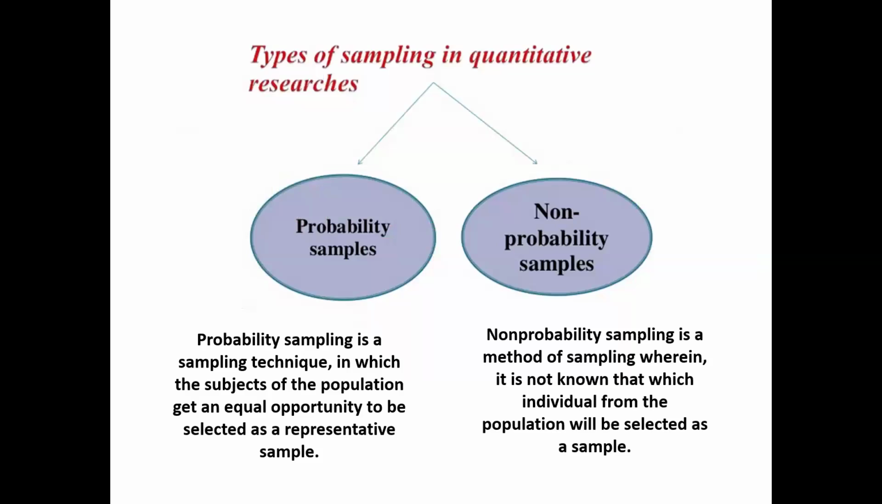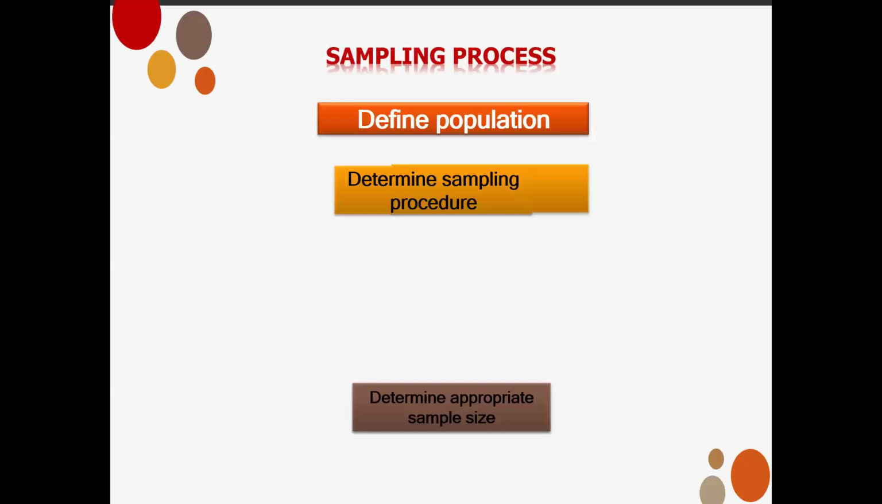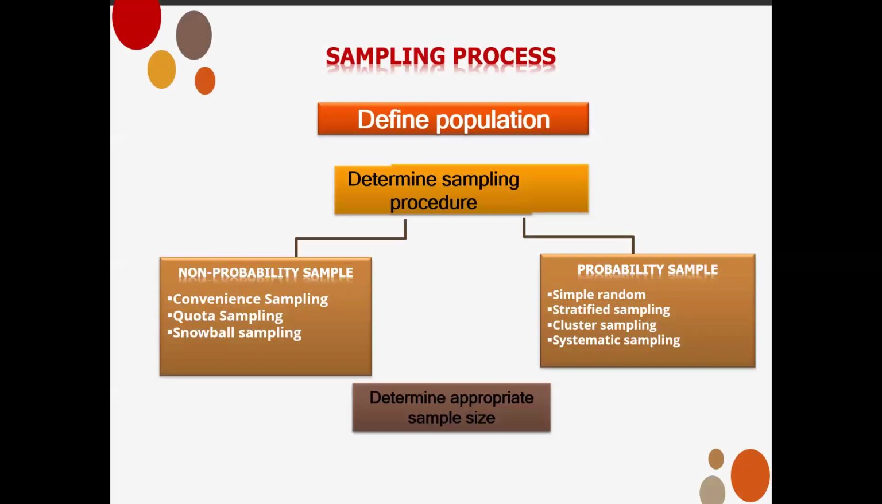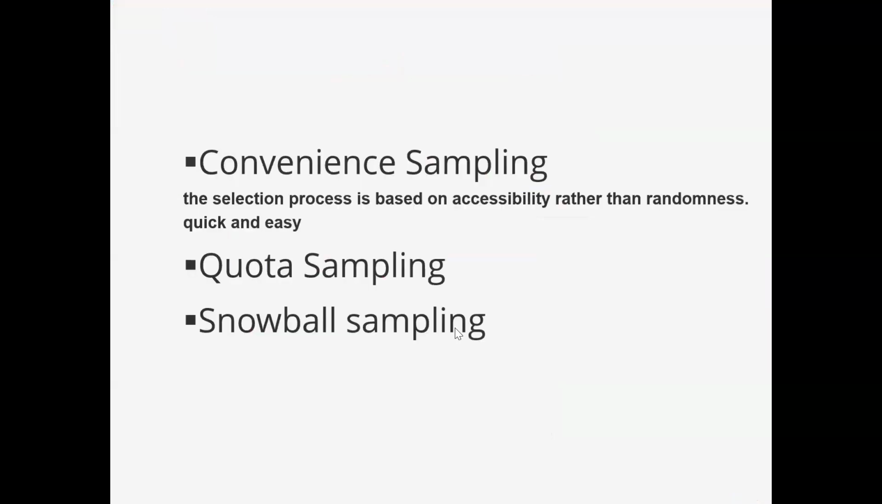So that's why having a representative sample is very important. That's why we have 2 kinds of sampling, either the probability sample or the non-probability sample. The non-probability samples are not usually representative of the whole population. It could be a convenience sample, a quota sample or a snowball sample. But on the other hand, probability samples usually represent the whole population, and it could be simple randomization or stratified sampling or cluster sampling or systematic sampling.